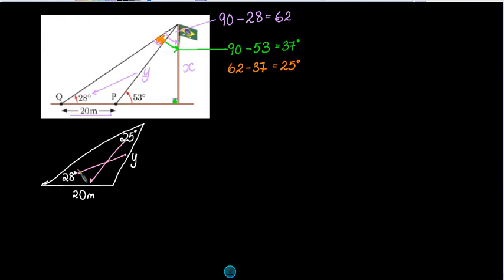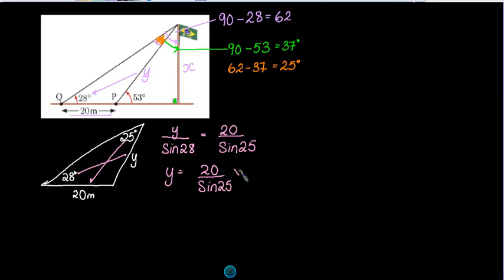So I'm going to go the sine rule. I'm going to go y over sine 28, because that's its opposite angle, equals 20 over sine 25, and it's a simple matter now. We want to get y by itself. Let's get rid of the divide by sine 28. So therefore y is 20 divided by sine 25 times sine 28. Pop that into your calculator.